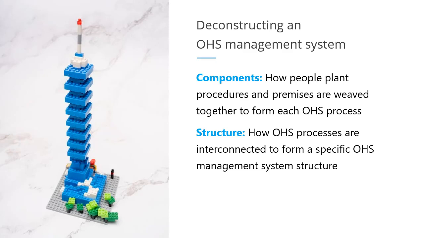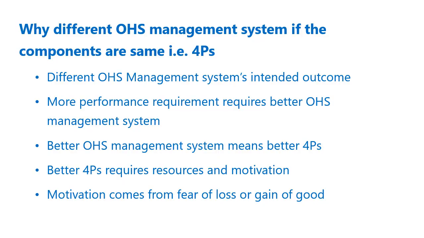its structure. As we have earlier studied, the 4 P's of a system can be called the components of an OHS management system, woven together in processes, and processes are connected together to form the structure of the OHS management system. It, however, needs to be analyzed why different organizations have different OHS management systems, that is, with the same components, people, plant, procedure and premises, but woven differently and may have different processes. Similarly, similar or the same processes interconnected differently will have a different OHS management system structure.